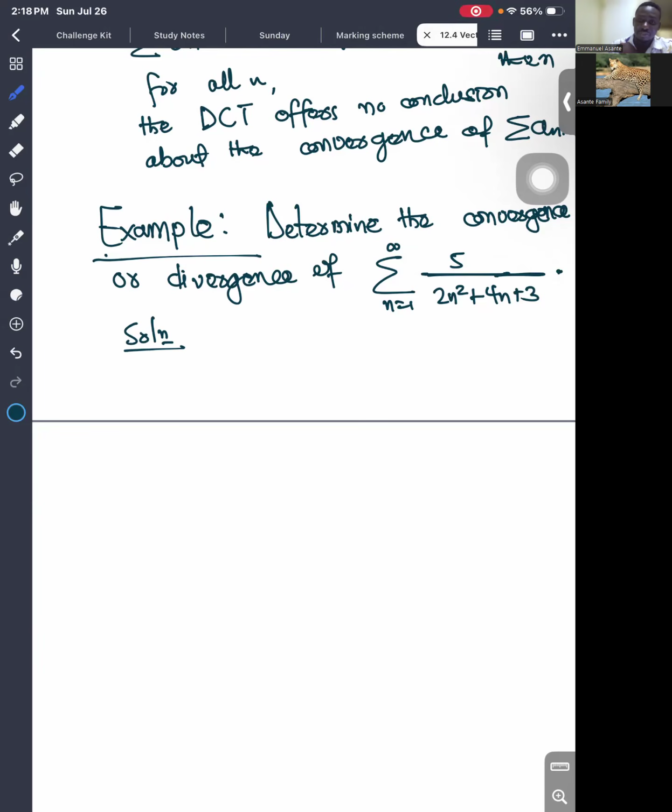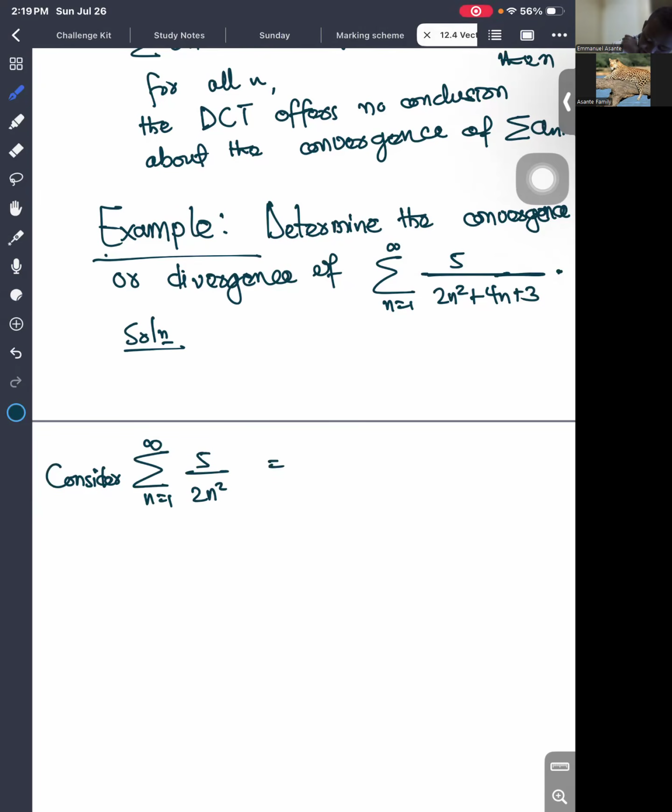Well, in a case like this where you've been given a rational series, take the term with the highest power of n in the numerator and the term with the highest power of n in the denominator and use them to construct your series. So here you say, maybe consider the series from 1 to infinity of 5 over 2n squared, the highest power in the numerator over the highest power in the denominator. Well, that is going to give you this series.